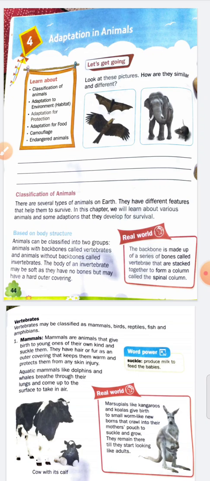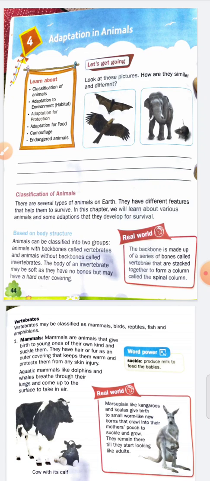We have discussed this also in previous chapter number 3. Why are they mammals? What do you mean by mammals, student? In this chapter also we will discuss mammals again. I think you know what mammals are: animals that give birth to young ones. Bat, elephant and rat also give birth to young ones.